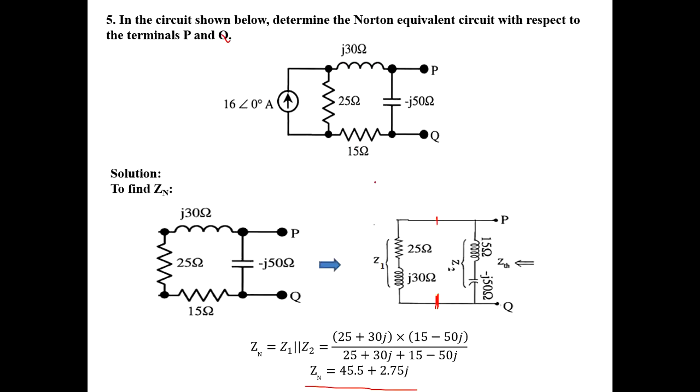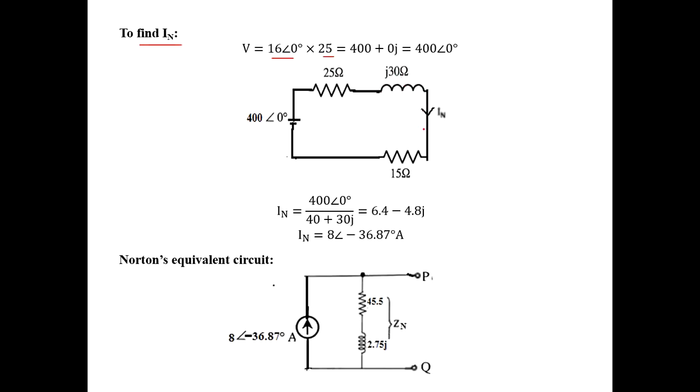Next, for this Norton current, we have to short the terminals P and Q. We have to short this one. If you short the P and Q terminals, the capacitance is in parallel with this short line, so the current flowing through this capacitor is also 0. If the capacitance is parallel to the short line, the value is 0. So our circuit will be this one.